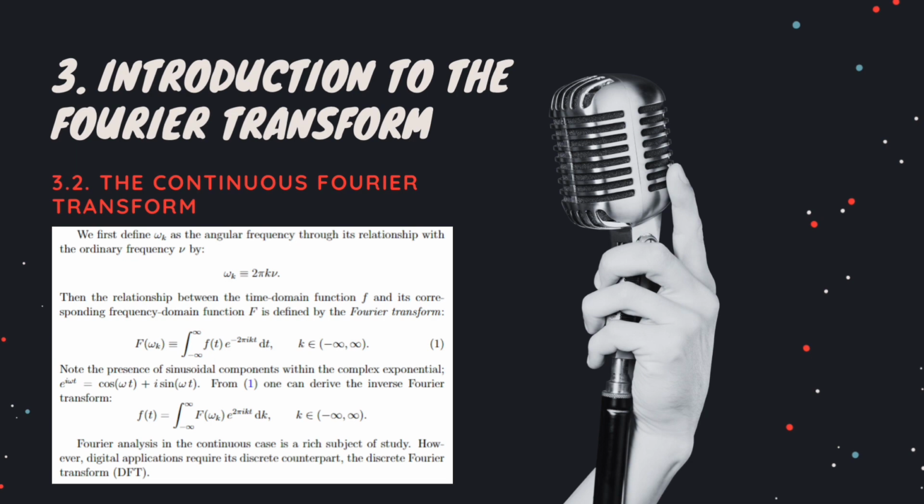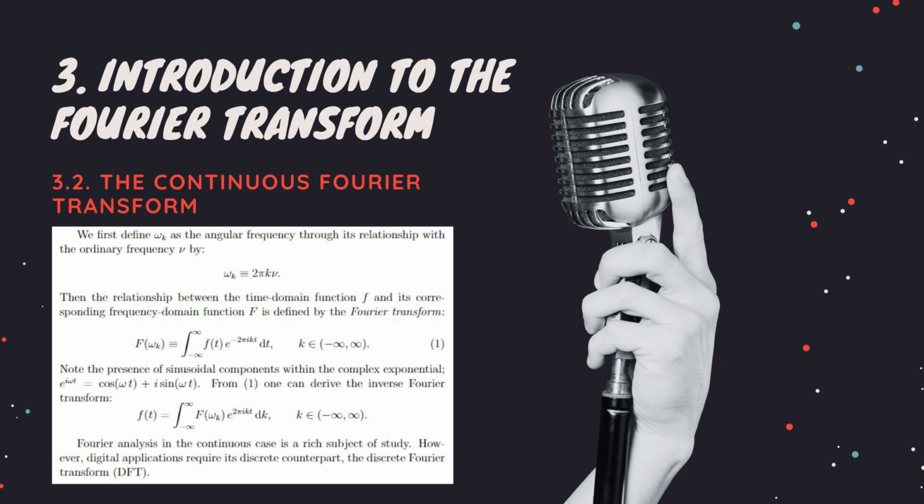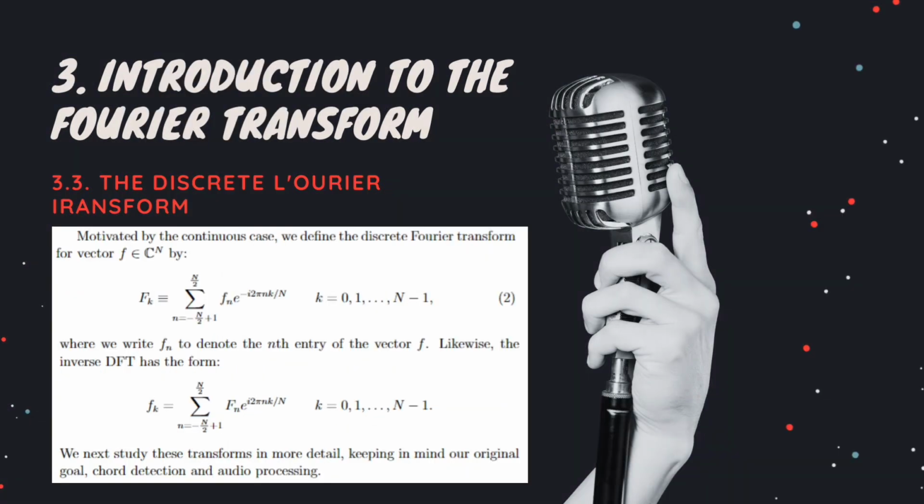The continuous Fourier transform. We first define omega k as the angular frequency. Then the relationship between the time domain function and its corresponding frequency domain function is defined by the equation below. Note the sinusoidal component present within the complex exponential. From the first equation, we can derive the inverse Fourier transform. The discrete Fourier transform. Motivated by the continuous case, we write f(n) to denote the nth entry of the vector f. Likewise, the inverse discrete Fourier transform has the form shown in the equation below.